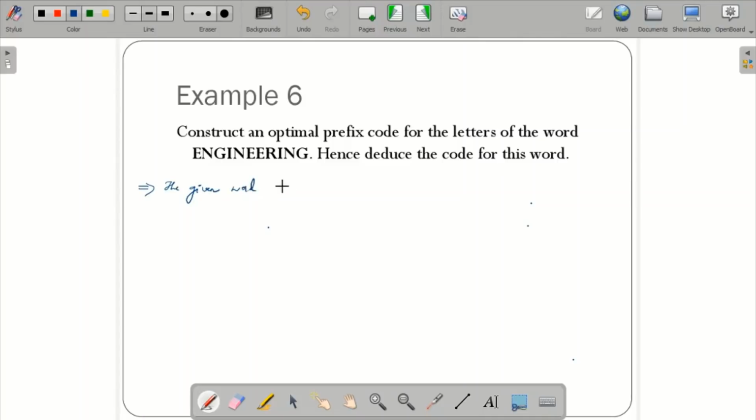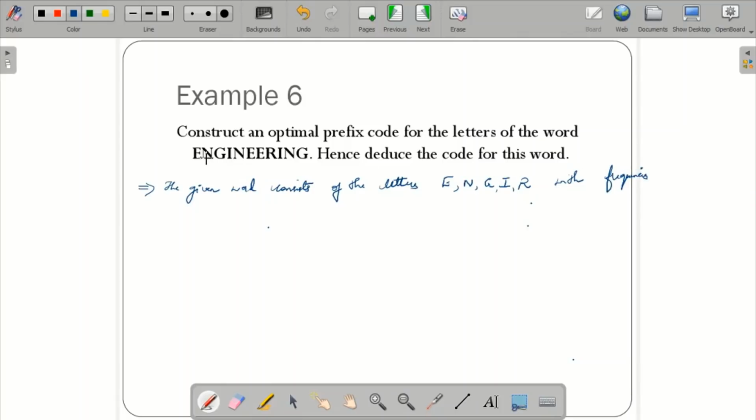The given word consists of the letters E, N, G, I, and R. N is already done, E is already done, I is done, N is done, and G is done. So E, N, G, I, R with their frequencies, meaning how many times they have repeated.